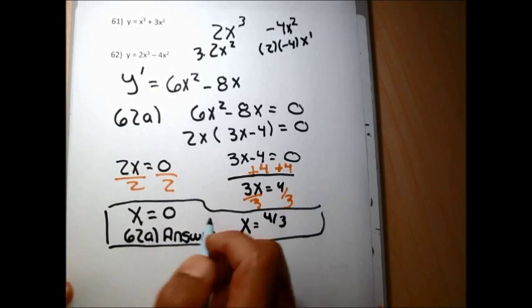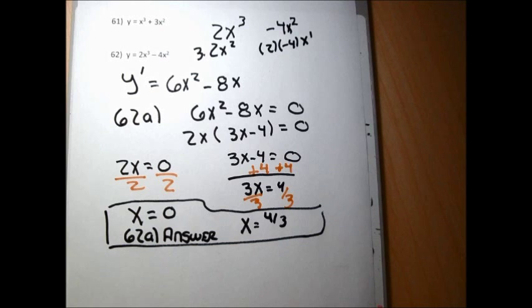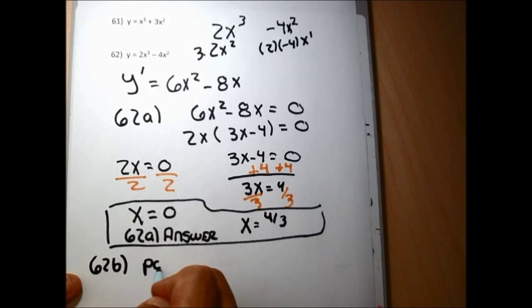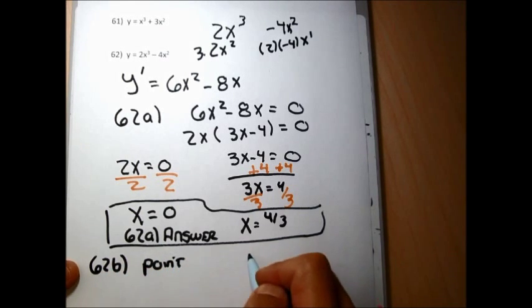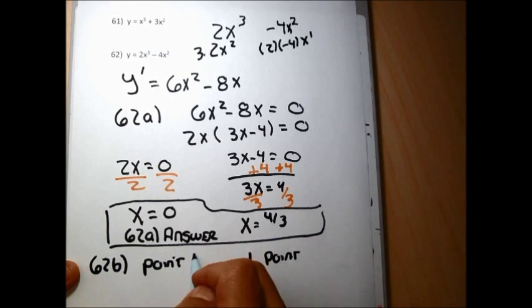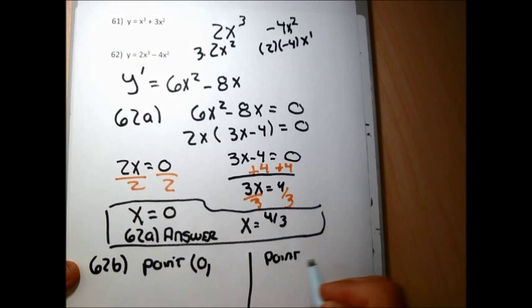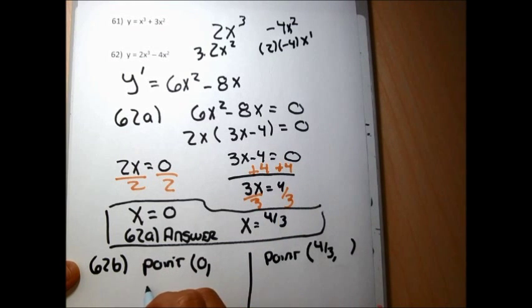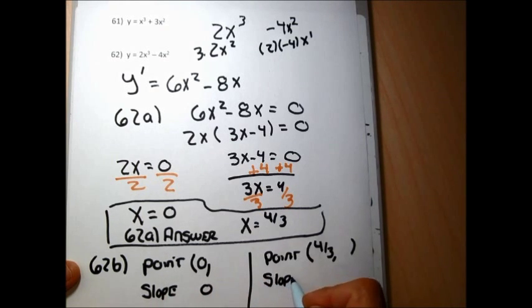To do 62b, to find the equation of the tangent lines, because there's two values of x, I need two lines. And to find an equation for any line, you need a point and a slope. The x-coordinate of the first point is going to be 0. The x-coordinate of the second point is going to be 4/3. Because we set the derivative equal to 0, that's the slope of the tangent line, and the slope of my tangent lines in each of these is going to be 0.